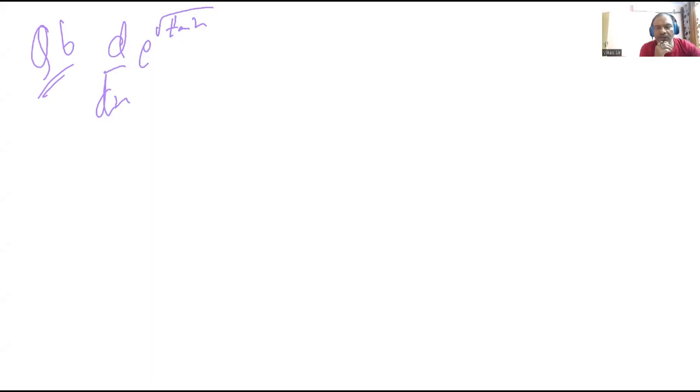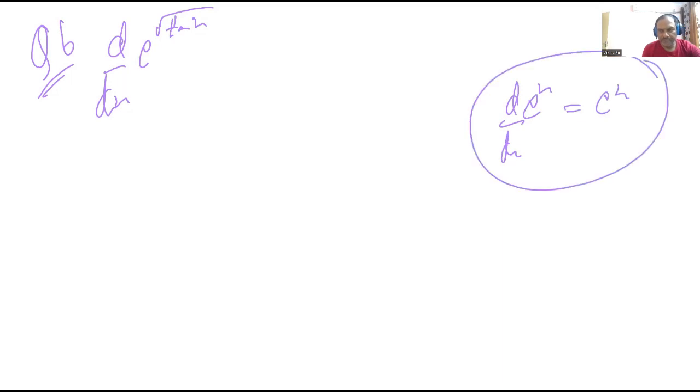Okay. Now, how and what will you do? The parent function is d by dx of e to the power x. In this parent function, you will be having e power x. Same thing here, you are having e raised to power under root 10x. If I assume under root 10x to be x in this form, then I will be having e raised to power under root 10x. But actually, this is not x. This is under root 10x.